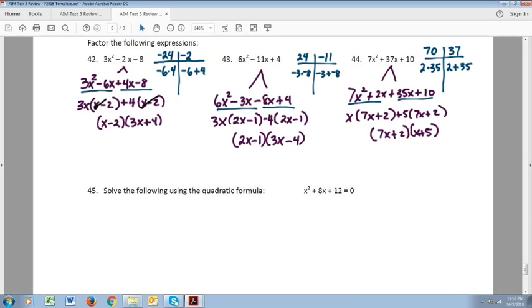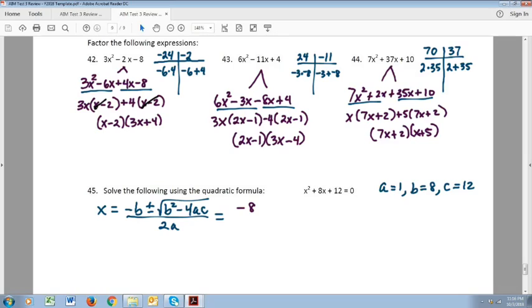All right, let's look at number 45. They're asking us to use the quadratic formula. So first of all, do you remember it? Well, let me go ahead and write down my numbers here. That's what I had set out to do first. So a is 1, b is 8, and c is 12. Quadratic formula is negative b plus or minus square root of b squared minus 4ac all over 2a. And so let's plug in our numbers. So minus b, which is going to be negative 8, plus or minus the square root of 8 squared minus 4 times 1 times 12, and over 2 times 1.